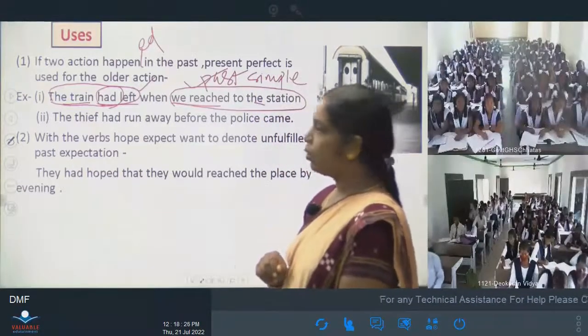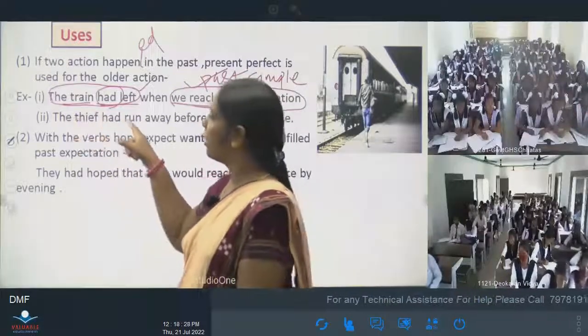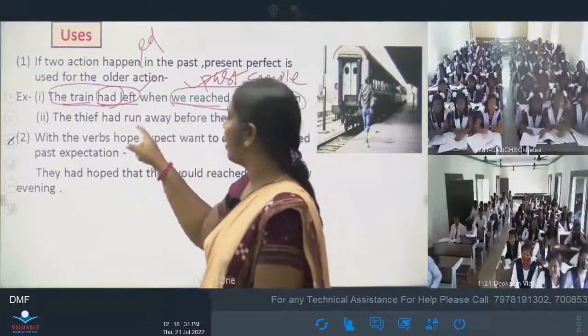Another example is there. Look at that. The thief had run away.